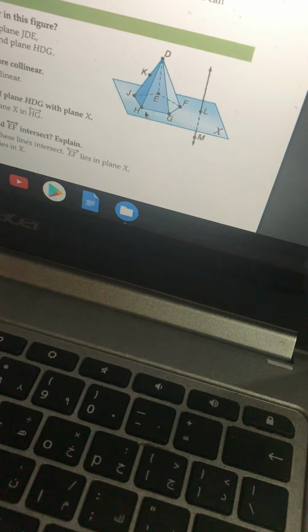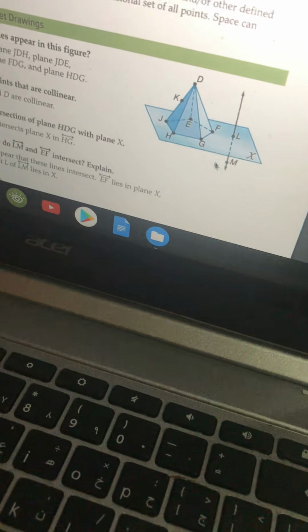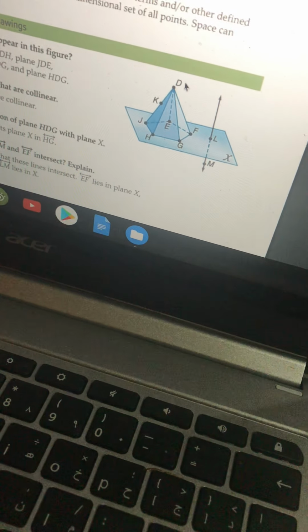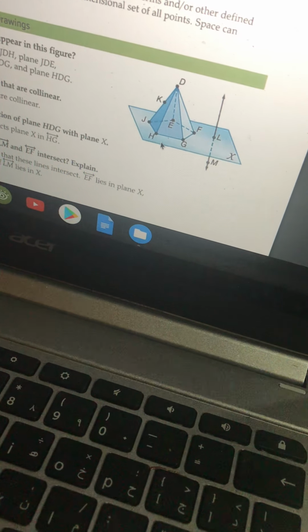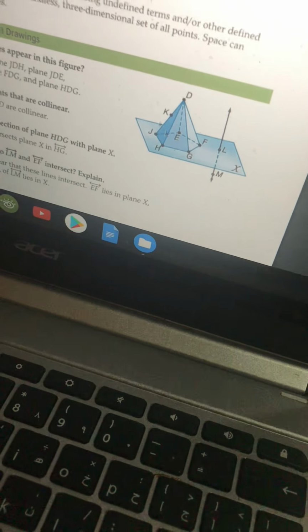E and D are collinear. J, K, D are collinear because they are on a straight line. JH, collinear. HG, collinear. Okay? LM, collinear. M is not coplanar because it's not on the plane. It is down here, outside the plane. Okay? When you're describing the space, you'll use D, K, J, H, E, G, F. That's the space.